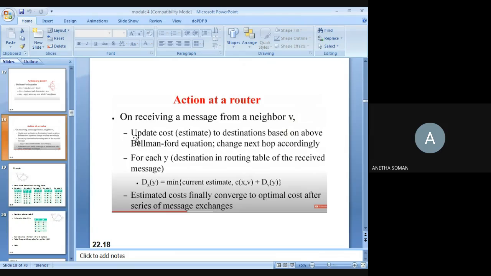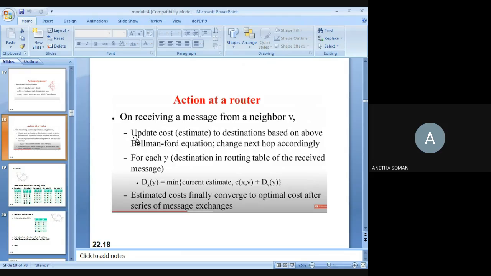Now, let's look at it in a little deeper way. What action is taken once a node receives a message from neighbor V? The initial step is that you have to update the cost. You can call it the estimated cost to the destination based on the above Bellman-Ford equation, and change the next hop accordingly.